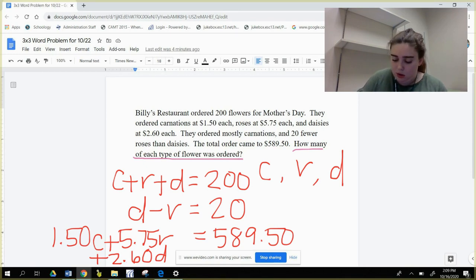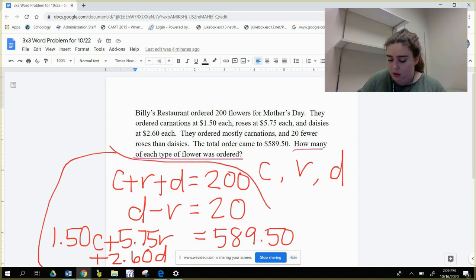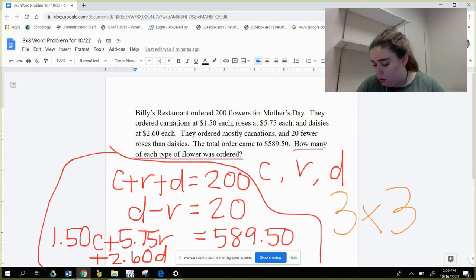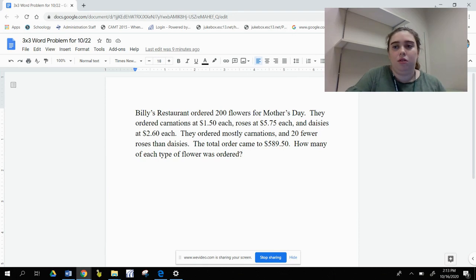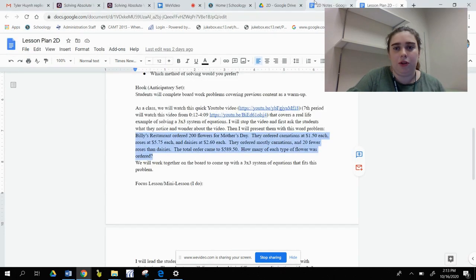So those are our three equations right here. That is our 3x3 system of equations, okay? As you see, we have three equations, and we came up with three different variables we could use from the word problem, all right? So that is how we would build that. So now what we're going to look at is how we are going to solve a 3x3 system with substitution and elimination first, all right?